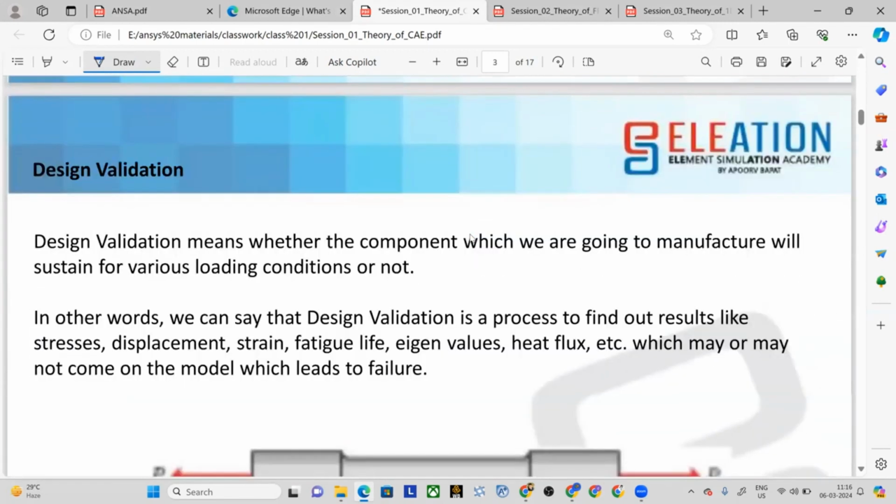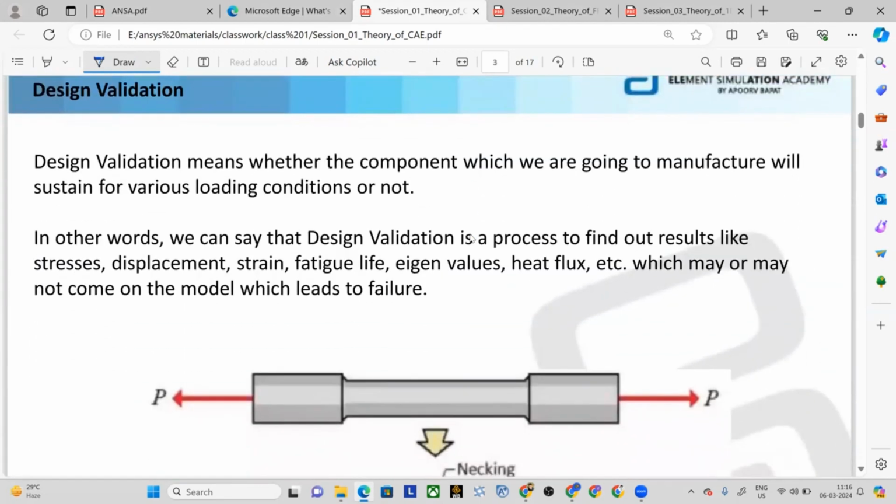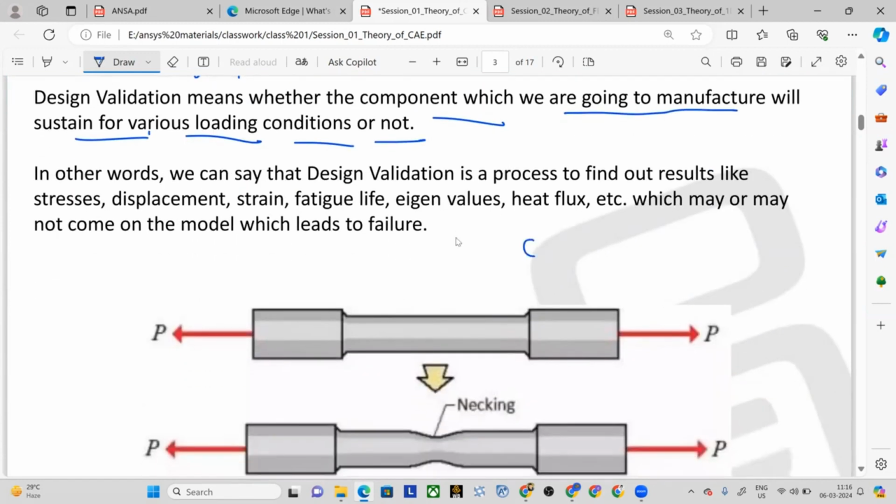Okay. So here is the thing. Design validation means whether the component which we are going to manufacture will sustain various loading conditions or not. Let's say you have three various fields, right? Like CAD, and the next one is CAM, and the third one is computer aided engineering, CAE, right?